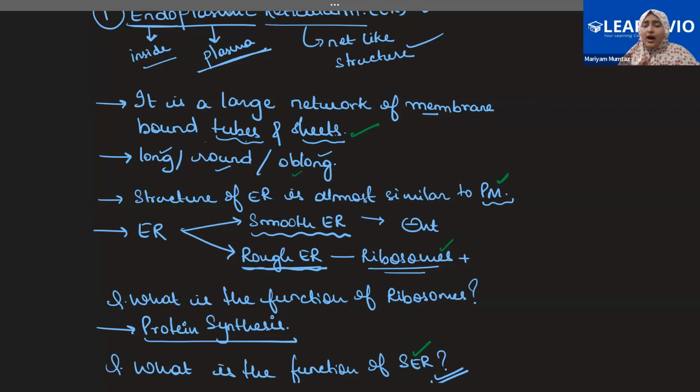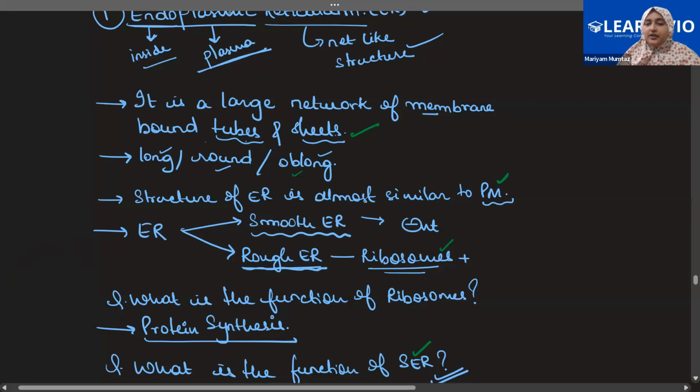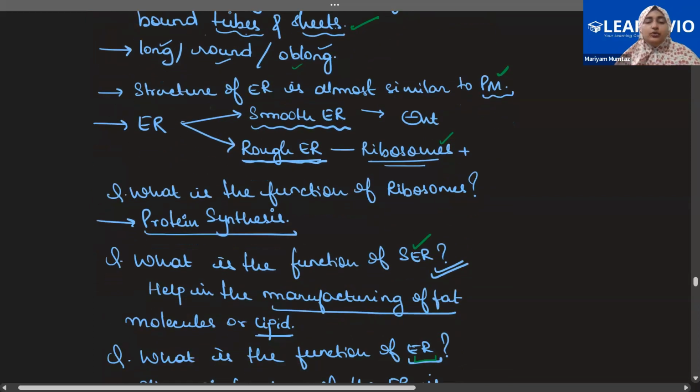Now, why is the rough endoplasmic reticulum called rough? Because it contains ribosomes on it. Just imagine if a thing is like this, and it contains multiple structures like this. If you see it, you would find that it looks rough, right? If you compare it with this, isn't it? So because of the presence of ribosomes, the rough endoplasmic reticulum is known as rough endoplasmic reticulum. And the smooth endoplasmic reticulum does not have any ribosomes present on it.